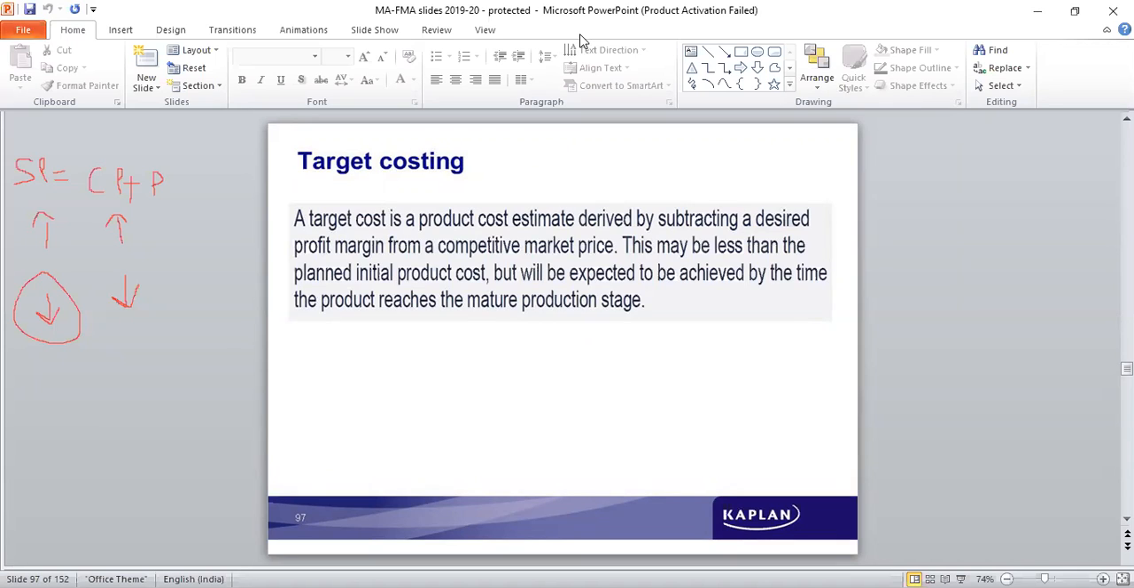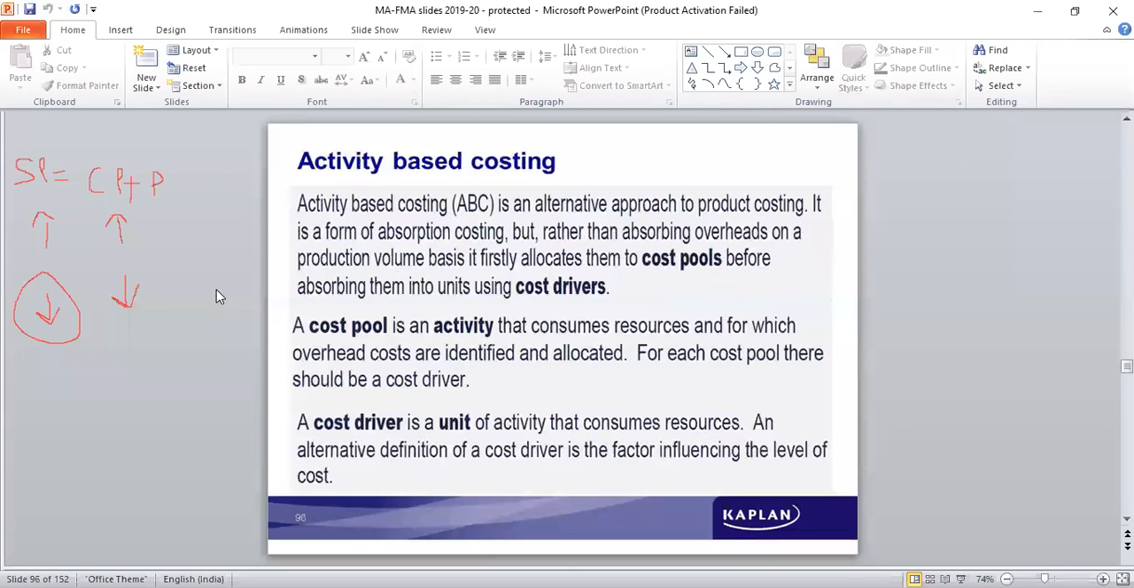Any clear? Any doubt about it? Is that fine? Yes, sir.